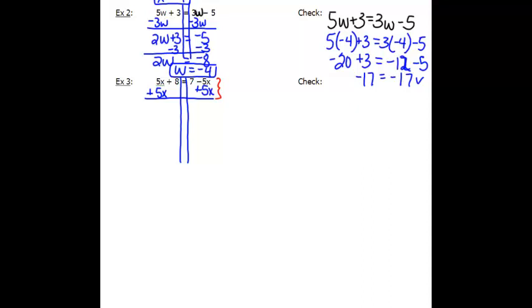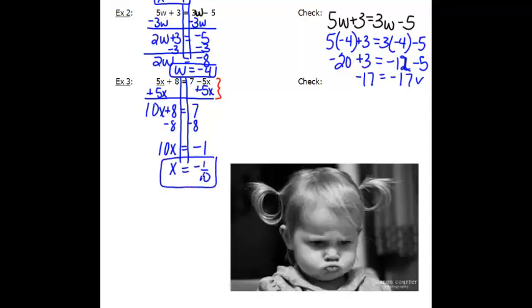I'm not combining across my equal sign here. I'm not combining the -5x with the 5x. I'm moving it by using inverse operations. I get 10x plus 8 equals 7, so I'm going to subtract 8 from both sides, which gives me 10x equals -1, and x equals -1/10. Now you're not going to be happy with that, but I told you needed fractions, and I wasn't lying.